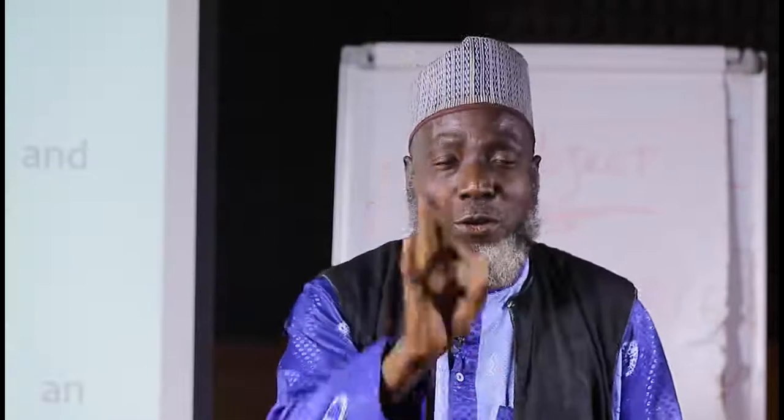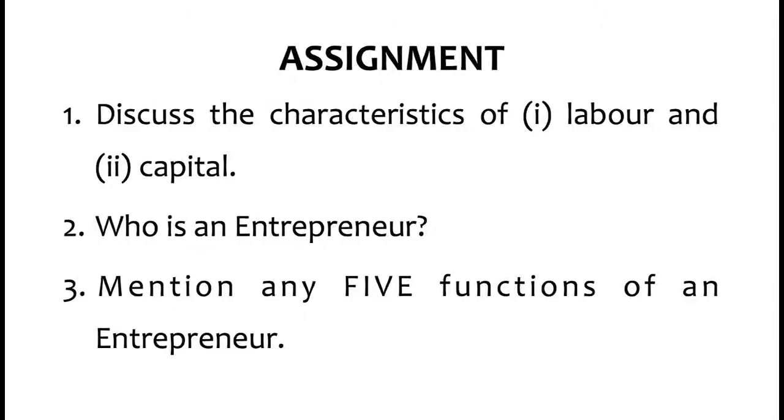That's talking about the other three factors of production, which brings us to the end of this class. But before we go, we have assignment as usual. Number one, discuss the characteristics of any two types of capital. Question number two, who is an entrepreneur? Question number three, mention any five functions of an entrepreneur.